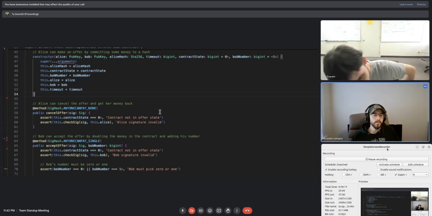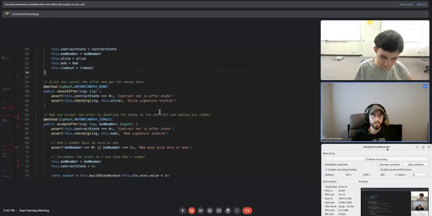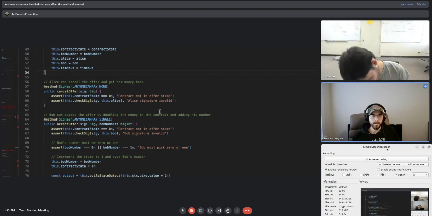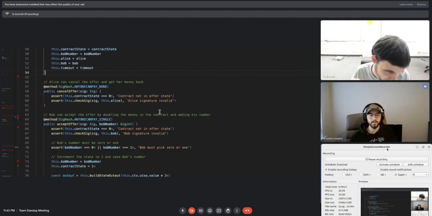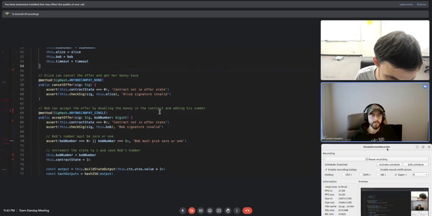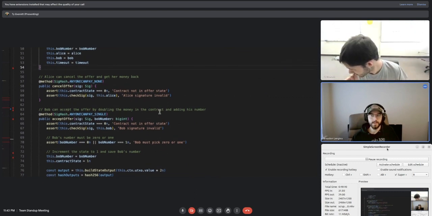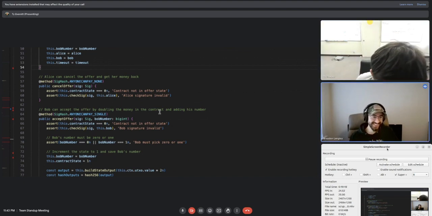Two assertions are made. The first one is that this contract must be in an offer state. And it does one check, which is that the signature is Alice's, because Alice is the person presenting the offer, so she can cancel. The purpose of this is so that if Bob leaves her hanging and doesn't respond, she can just get it back, if Bob stands her up on the date.